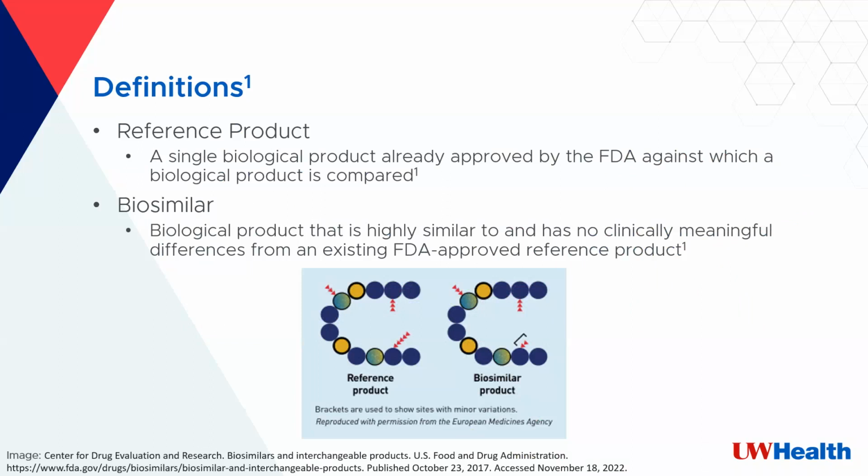A biosimilar, on the other hand, is the product that is highly similar to and has no clinically meaningful difference from an existing reference product. The key part here is that it is a highly similar product and not an identical product. And it's expected that it will not be 100% the same structurally as the reference product. The approval pathway for these 2 classes is very different, as we will see in just a few slides, the second section of this presentation.